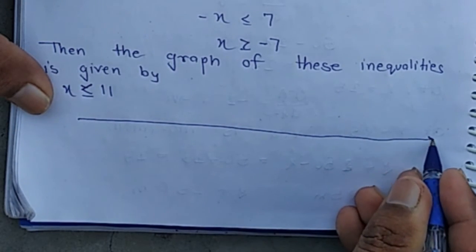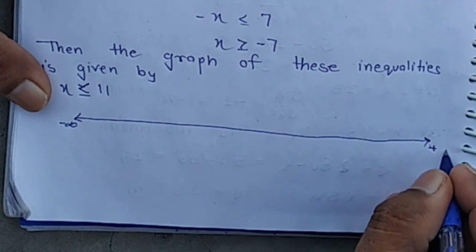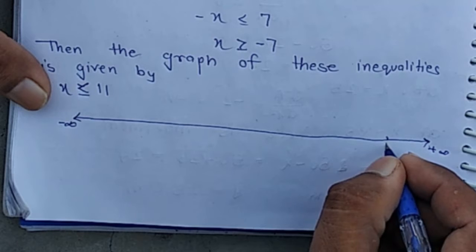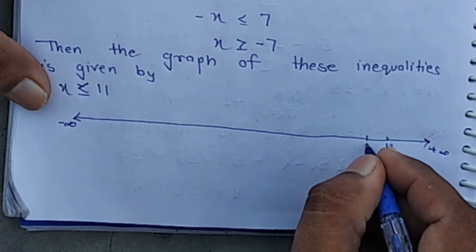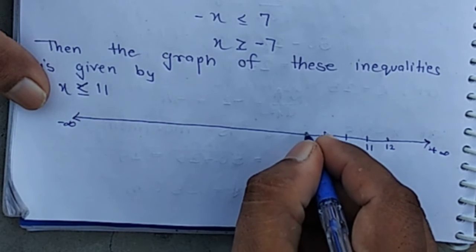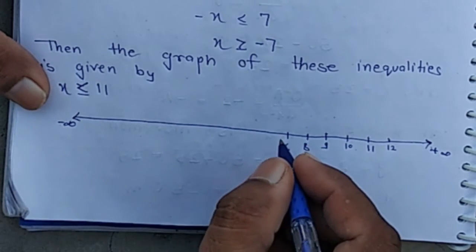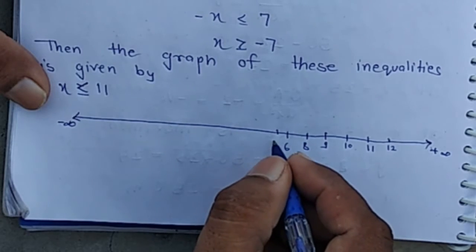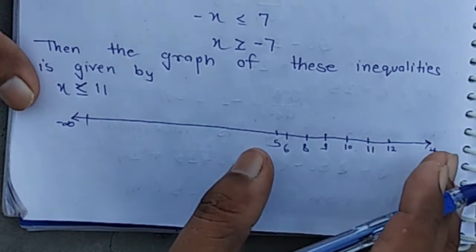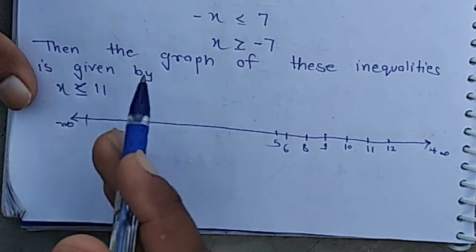it is number line, minus infinity to plus infinity. Let it is 12 and it is 11, 10, 9, 8, 6, 5 and so on. We have to find the solution set for x is less than or equal to 11.